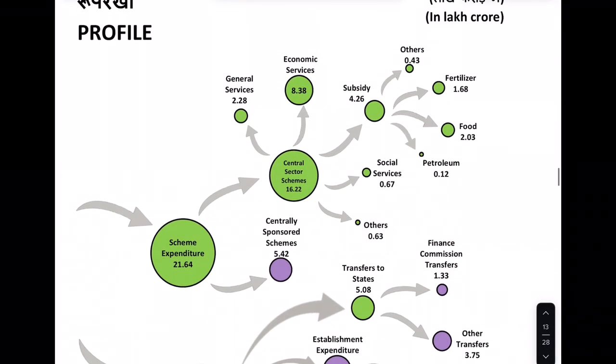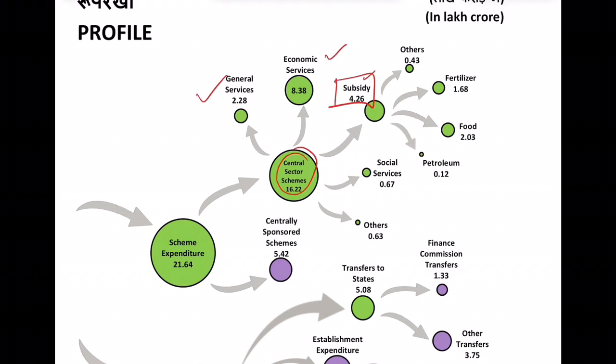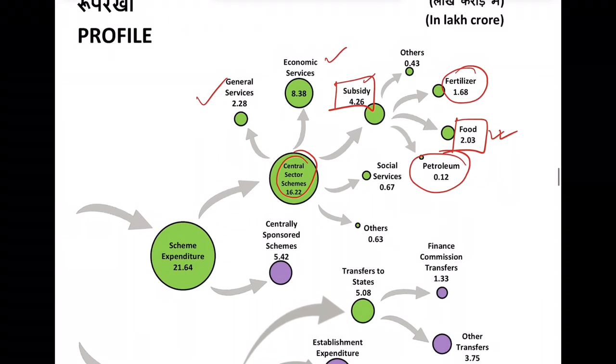So this is the total budget size. And how are we spending this much? Like central sector scheme, general services, economic services, subsidies. And in subsidies, one can see that food subsidy is the largest one, then fertilizer, and then petroleum. So if someone asks, food is number one, number two fertilizer, then number three is petroleum.